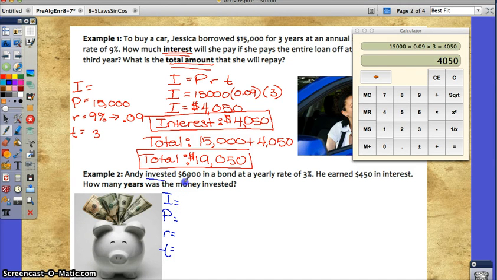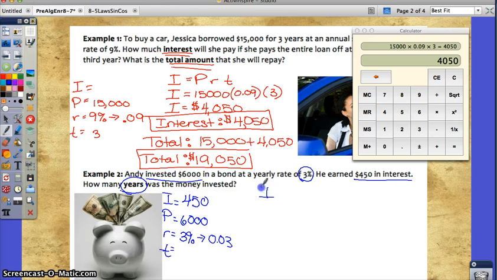Well, he invested $6,000. That's going to be my principal. It had a yearly rate of 3%. The percent is your rate. Convert that to your decimal. He earned $450 in interest. So the interest now is something that we know. And when we look at the question part, that tells us what we're not going to know, what we need to find. I want to know how many years the money was invested. So the time is what I don't know. That means that's going to be your t. That's just going to stay the variable.